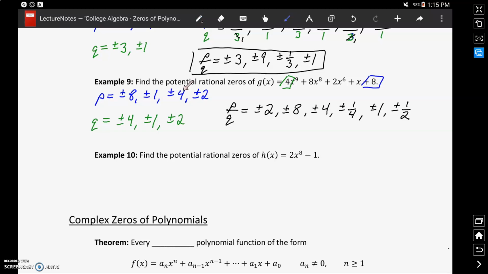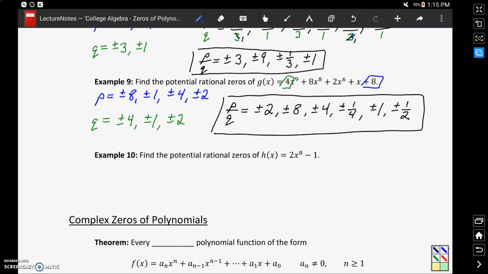We would then move on to plus or minus 4. 4 over 4 would give us 1, which we already have represented. 4 over 1 would give us 4, which we already have represented, and 4 over 2 would give us 2, which we already have represented. Similarly with plus or minus 2, every pairing that we could match it up with, over 4, over 1, or over 2, is already represented in our list. So this would be our complete list of rational numbers that we would want to test as potential zeros for our function.